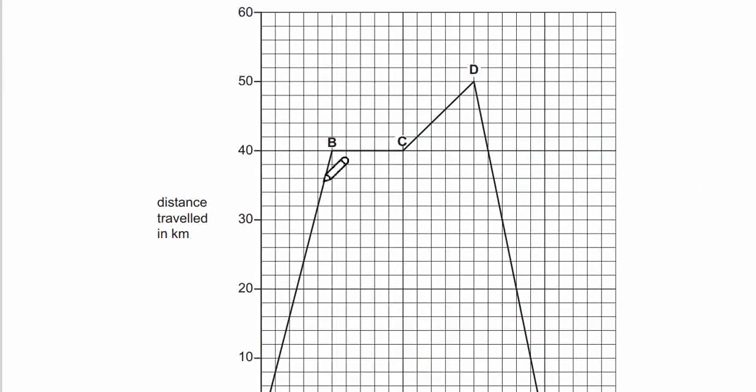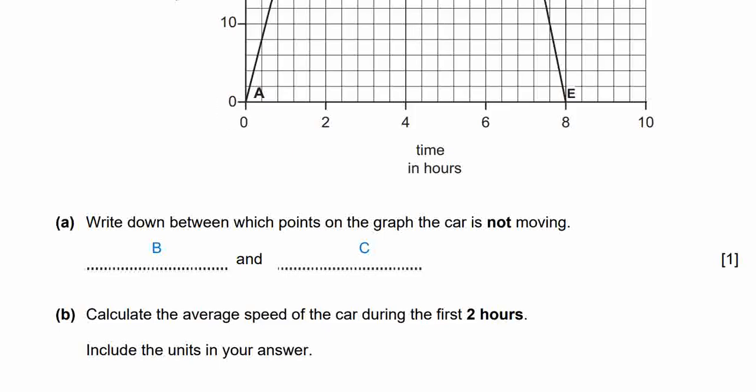So the car is not moving, it means the distance is not changing. So from what you can see, the straight line here, between B and C. So we type down our answer: B and C.